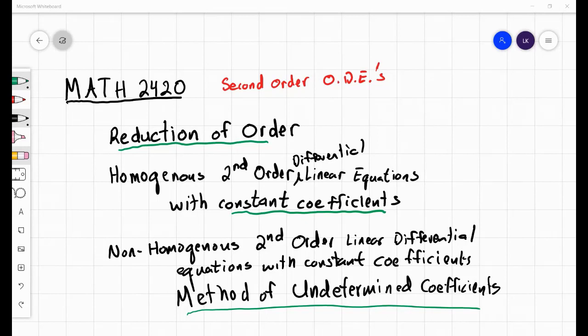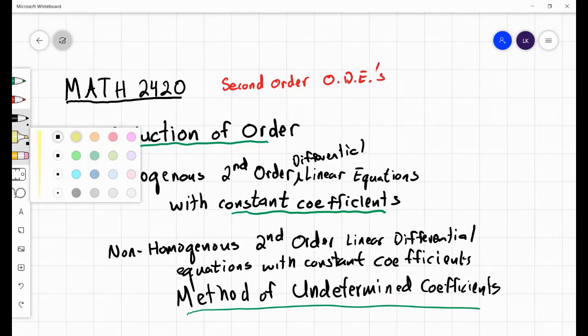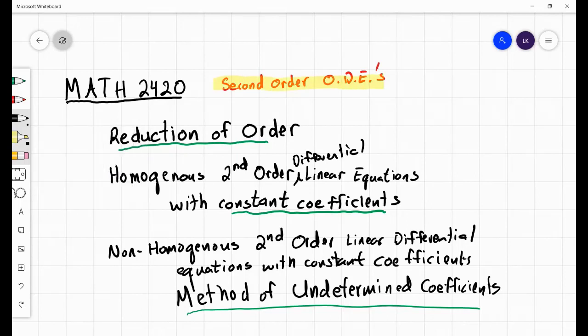Welcome. Today we'll be reviewing second-order ordinary differential equations. We'll review the reduction of order procedure. That's when you know one solution to the differential equation and you can find another solution.